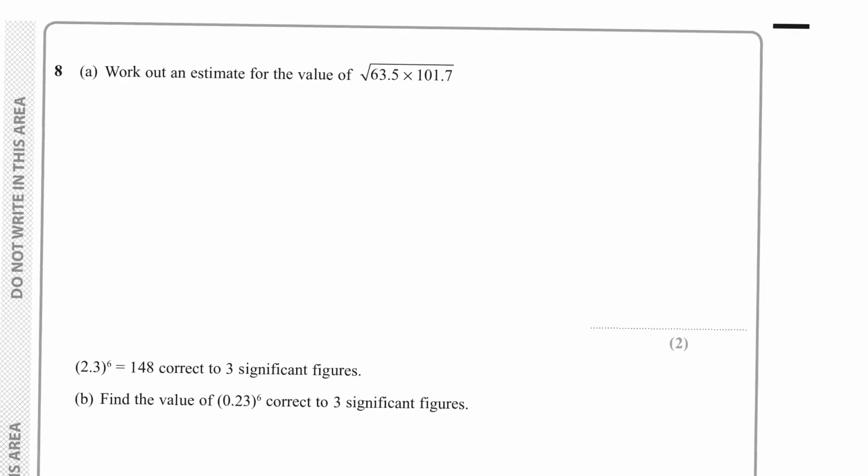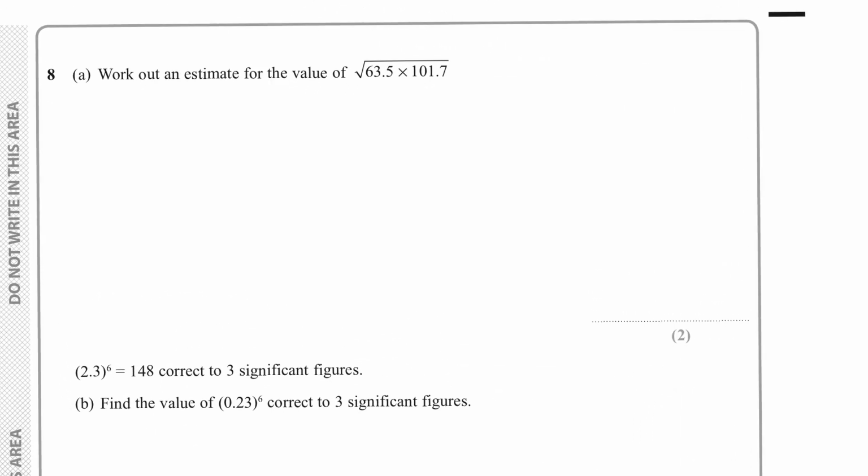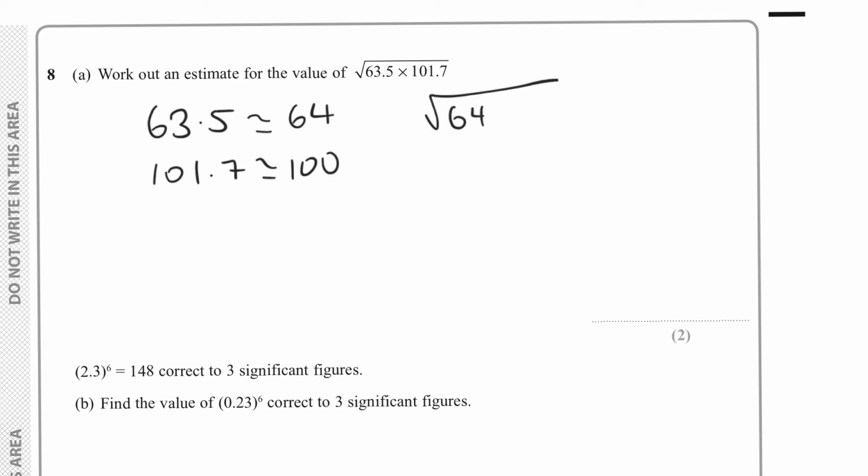Question 8 says, work out an estimate for the value of root 63.5 times 101.7. So what we can do is we can round 63.5 up to 64, and we can round 101.7 to 100, because these are nice numbers. So the square root of 64 times 100. So the first thing that we're going to do is 64 times 100, because remember we're dealing with an estimate, that's why I rounded them.